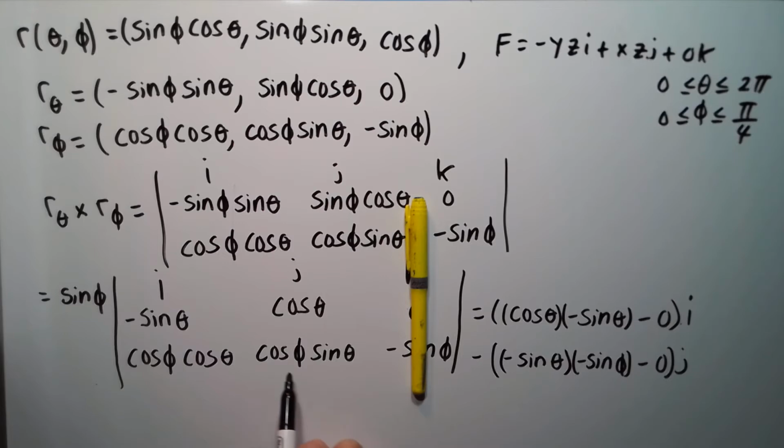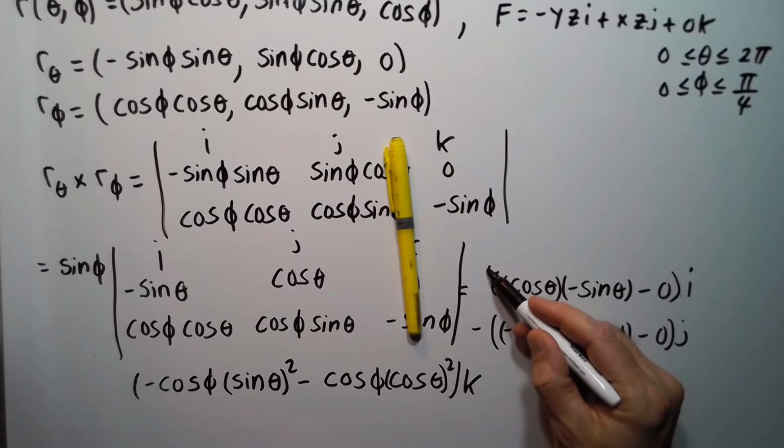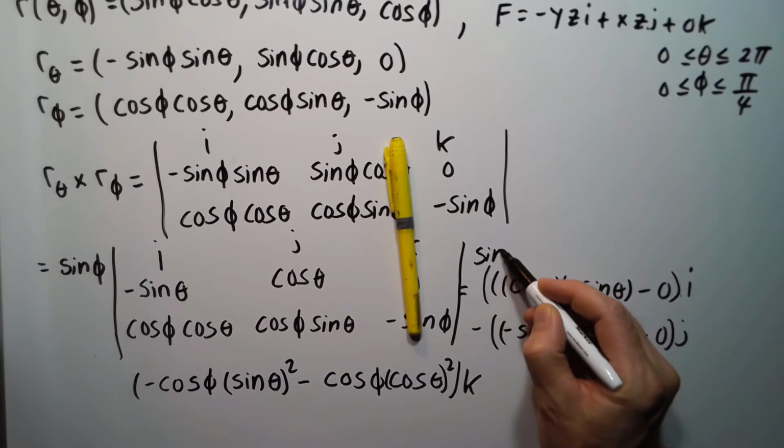So it'd be minus sine times this minus cosine times that. So let me write that down here. Oh, I just noticed something. My sine phi should have been over here too, so let me just add it up here. It's going to be in front of everything.